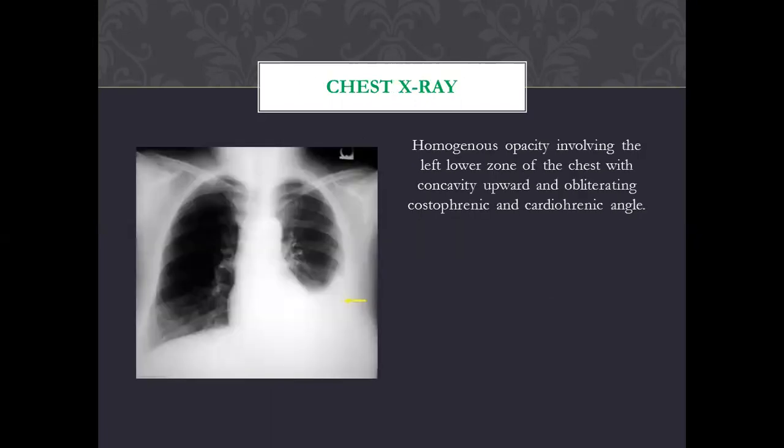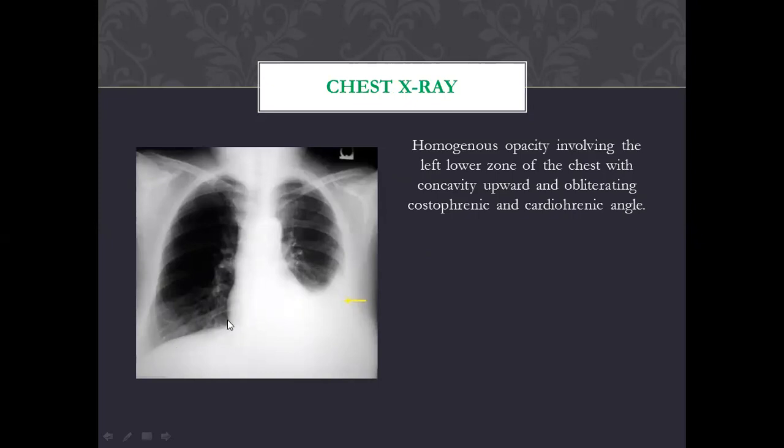The chest X-ray. This is a chest X-ray showing a homogeneous opacity on this side of the lung, that is the left side, and it has an upward concavity with obliteration of the costophrenic angle and the cardiophrenic angle. You can compare both sides. Over here you can see the angle is an acute one. This is the cardiophrenic angle, and this one is the costophrenic angle, costo meaning ribs.